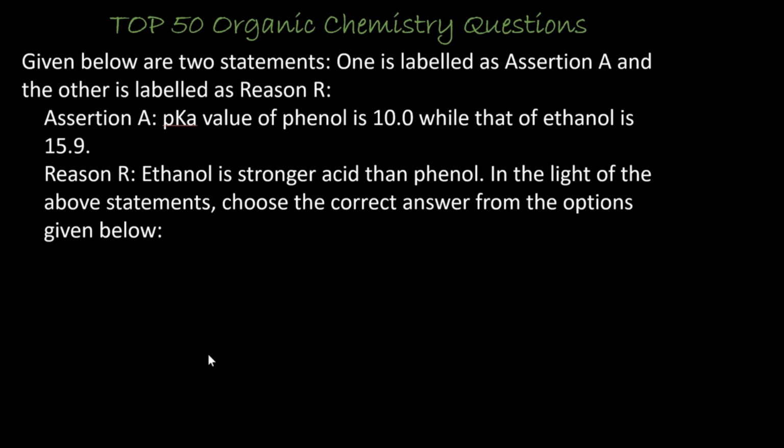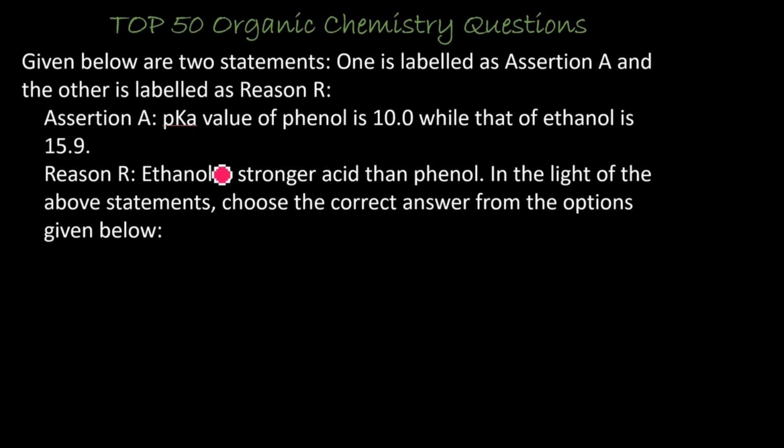Moving on to the next question. Given below are two statements, one labeled as assertion and the other as reason. The pKa value of phenol is 10, while that of ethanol is 15.9. The reason given is that ethanol is a stronger acid than phenol. In the light of the above statements. Okay, so let's understand these two statements.